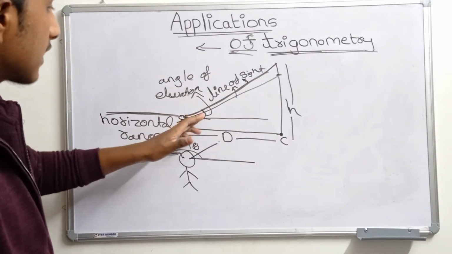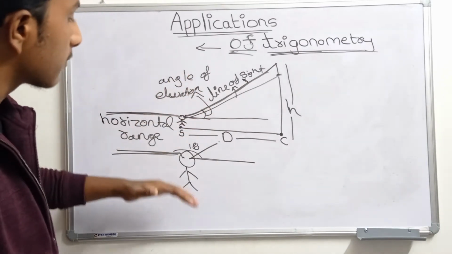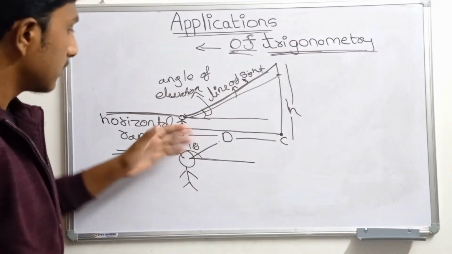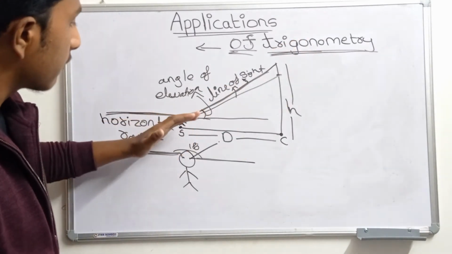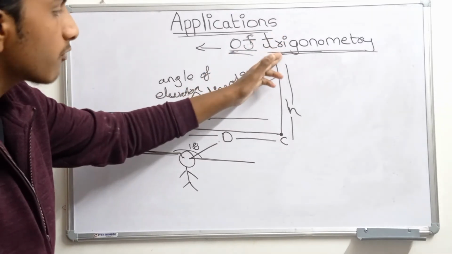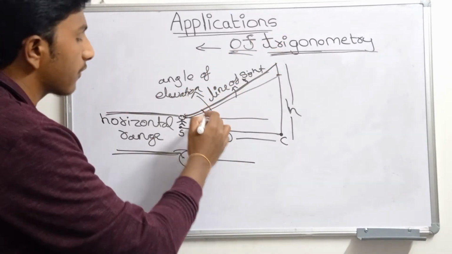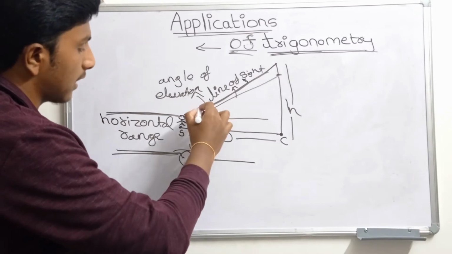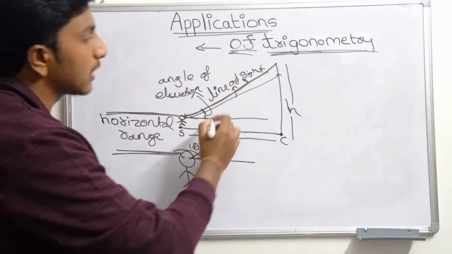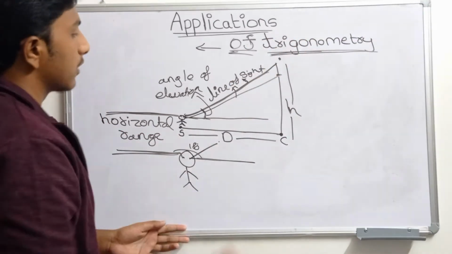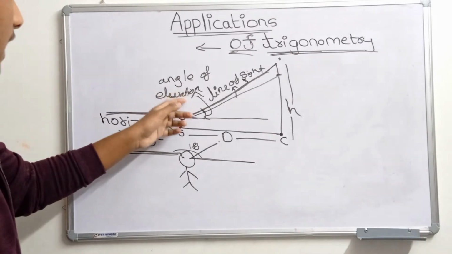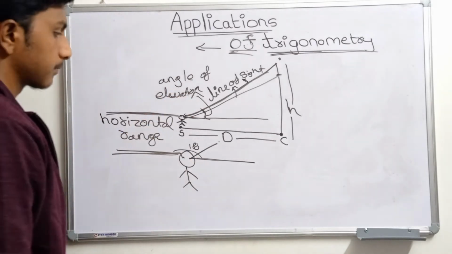This condition is when the person is looking from the ground to the top, that means bottom to top. When the person is looking from bottom to top, that means looking at the top of the pole, that is known as angle of elevation. The angle between the horizontal range and the line of sight, when the man is looking to the top of the pole, is considered as angle of elevation, guys.